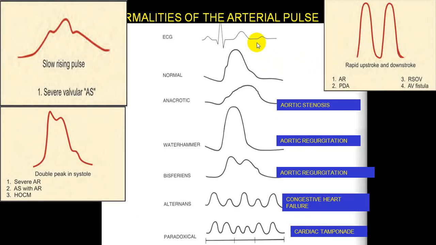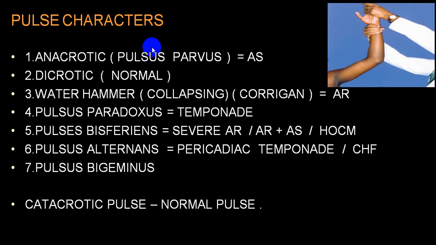Now we'll be showing you one by one. This is an ECG record. During the QRS complex, you get an uplift. In a normal person, you get an uplift, and on the downstroke, you get a dicrotic notch. If you get an upslope which is slow rising, then it is also called a slow rising pulse, or an anacrotic pulse, or also called pulsus parvus.